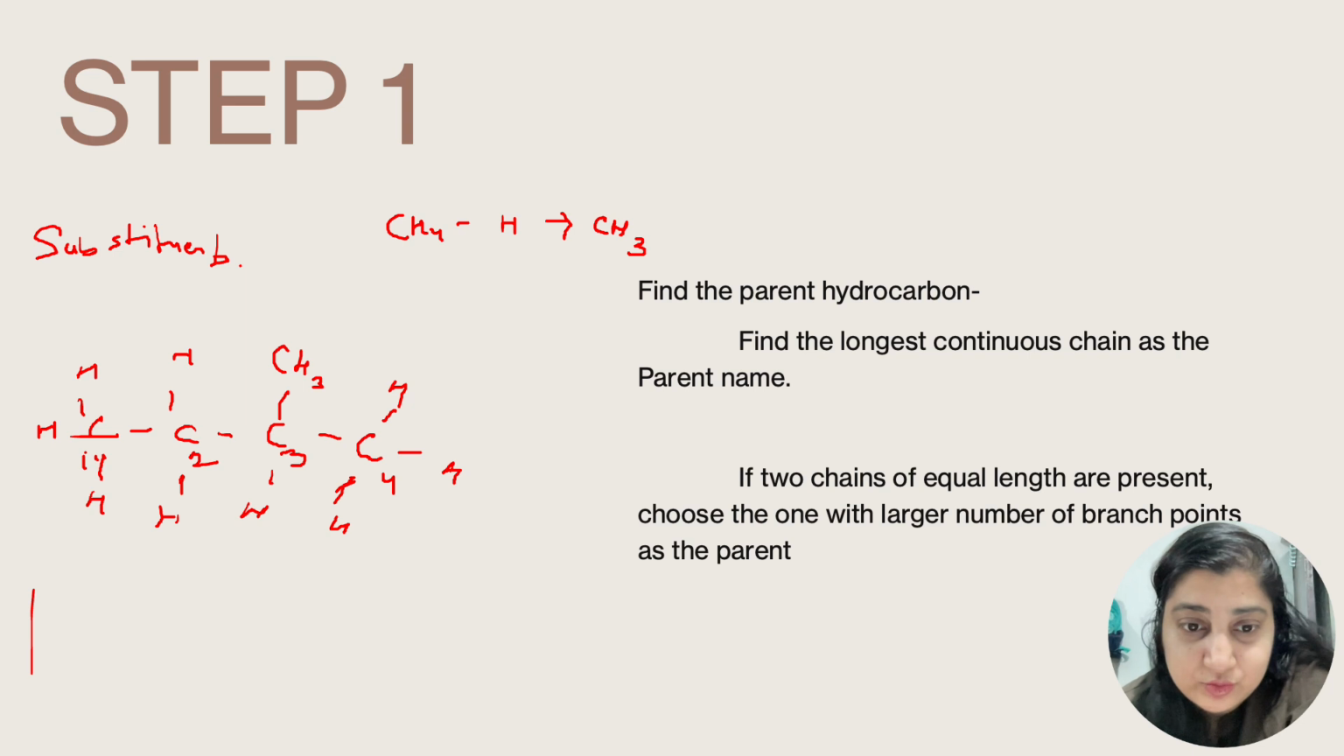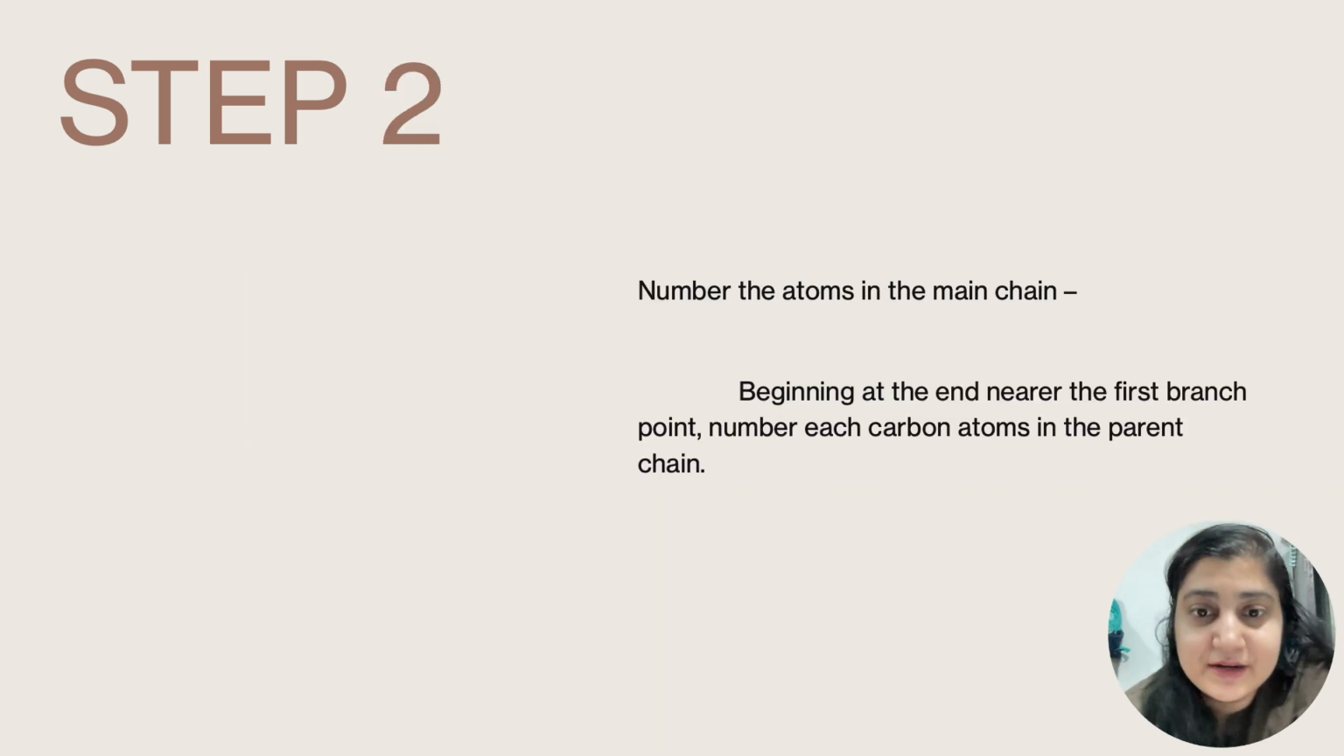Now in step 2, there is one more thing which must be added. Number the atoms in the main chain. We have to number it, beginning at the end nearer the first branch point. Number each carbon atom in the chain. So suppose, let's take that example itself.